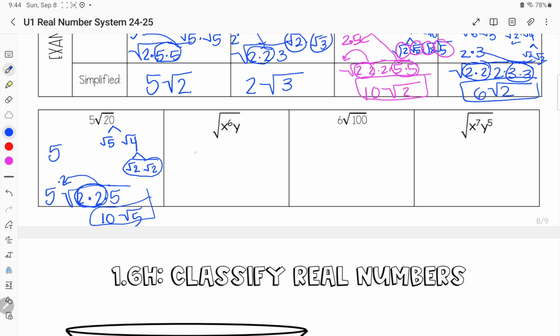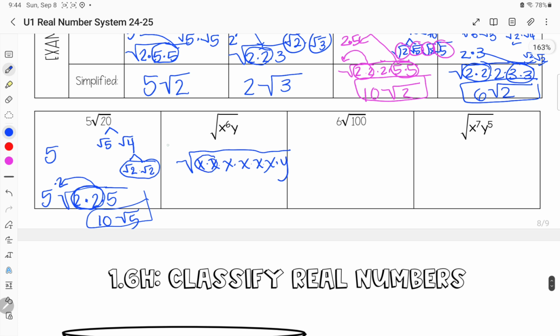All right, so now let's look at this one. This one, all we have to do on these is write this out. So this says x 6 times. So there's 1, 2, 3, 4, 5, 6. So there's x to the 6th power times this y. So now I'm looking for pairs. Well, there's a pair of x's. So I'm going to pull that one out. I'm going to times it by this pair of x's. Oh, and I have another pair of x's. So you're not going to write x times x times x on the outside. We're going to write x to the 3rd power times root of y, whatever that y is.